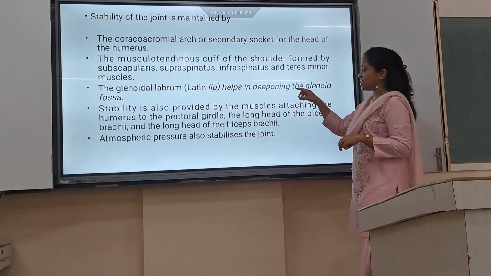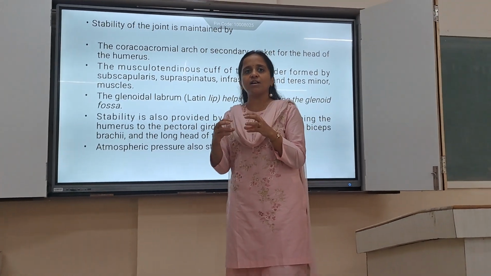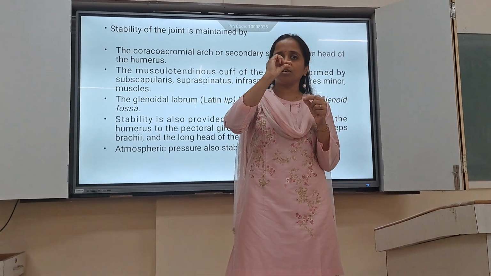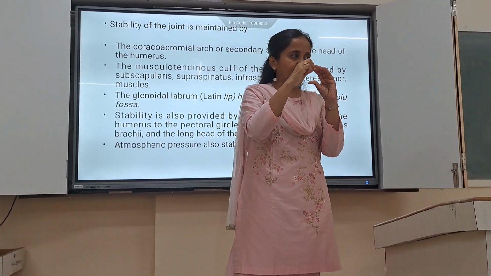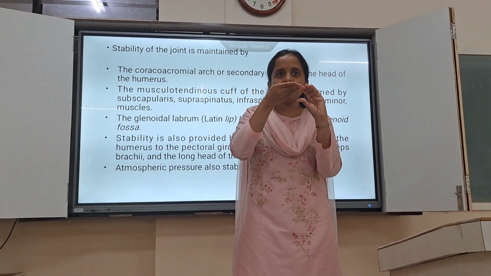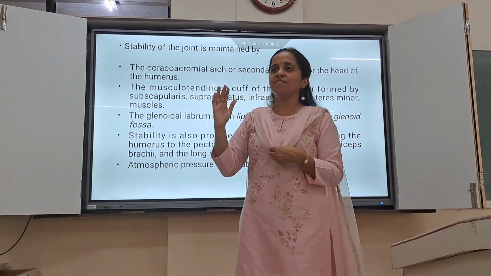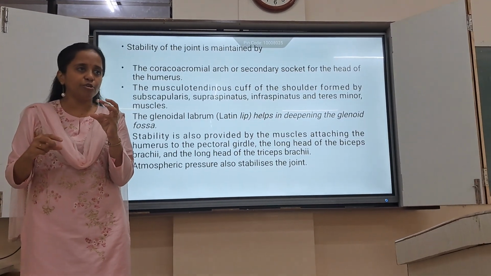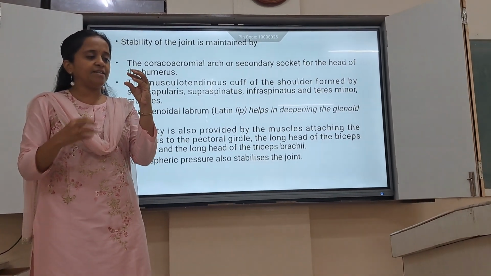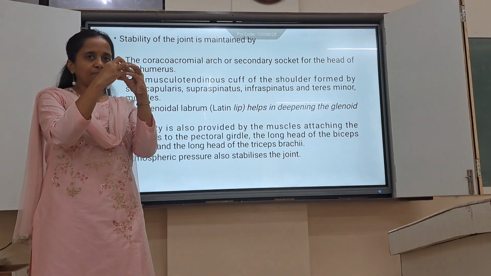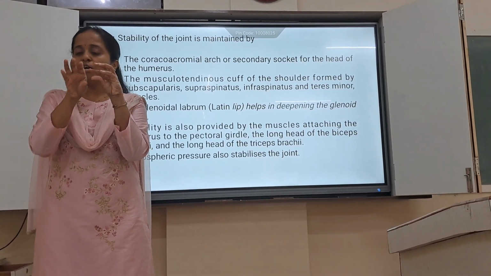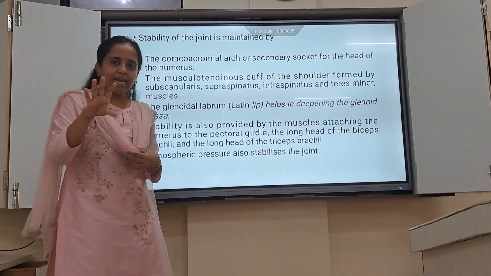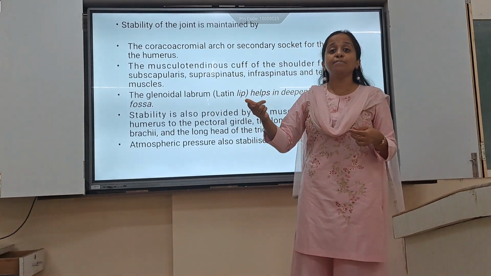Now the next is the glenoidal labrum. What is this glenoidal labrum? It is a very thin ligament which covers the entire glenoid cavity. So it acts as an extended border for the glenoid cavity. What is the significance of this glenoidal labrum? It is an important ligament of the shoulder joint. Why? Because the head of the humerus will fit into the glenoid cavity, but since it is smaller and shallower, to increase the depth of this glenoid cavity there is this extension of the glenoidal labrum. So this is one more point for the stability of the shoulder joint.